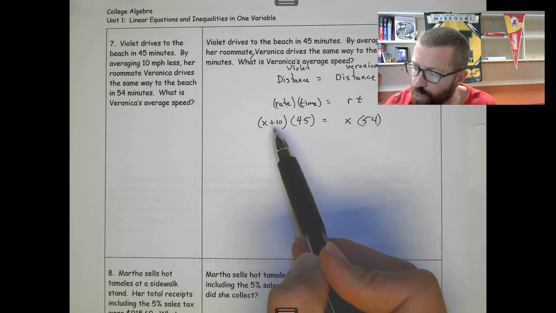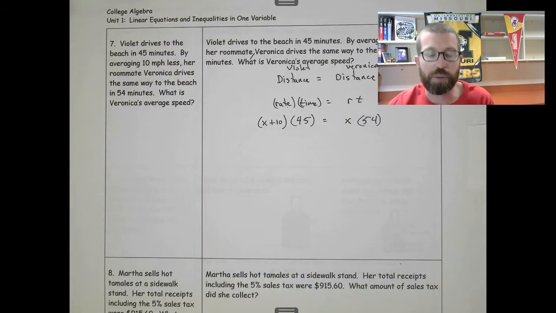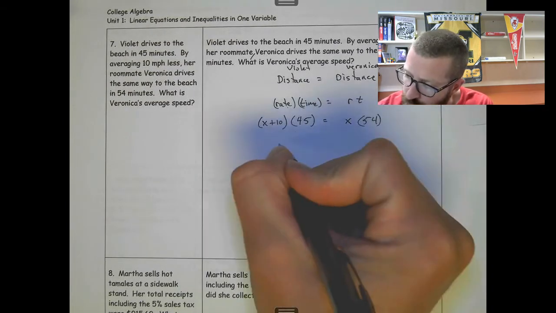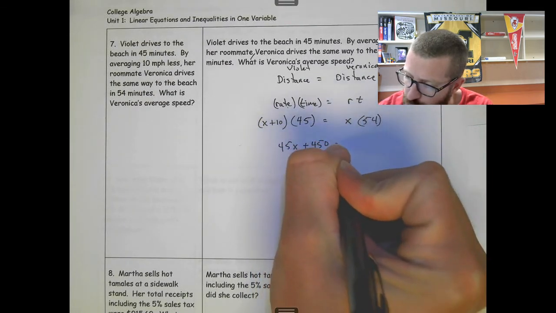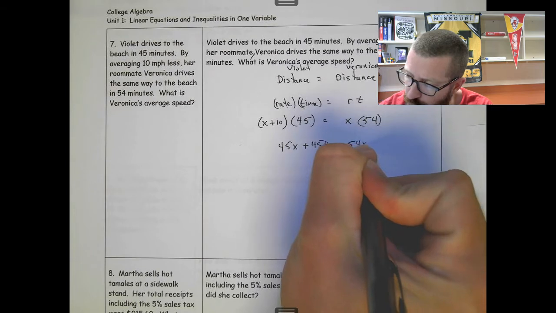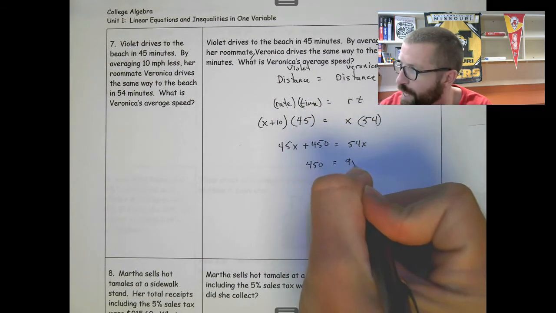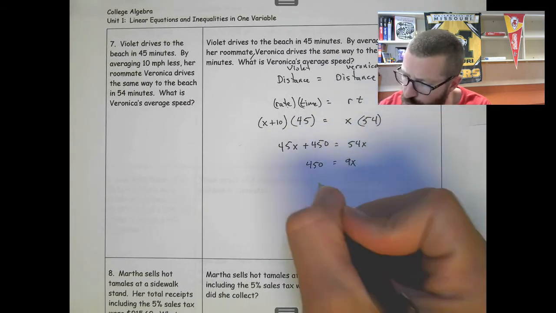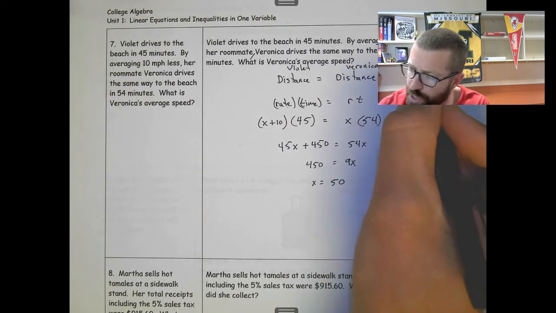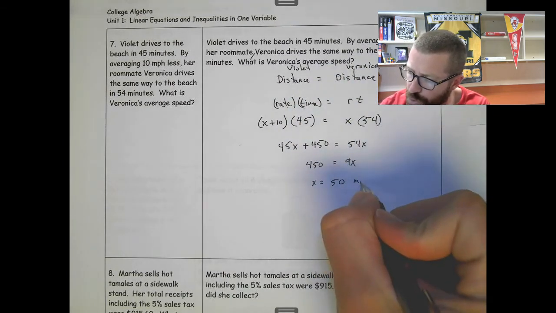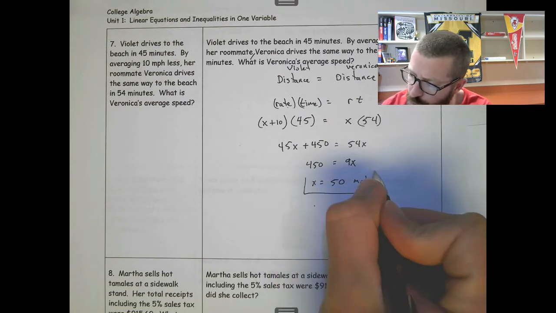But now we have our equation. So we have distance, or rate times time, is equal to rate times time, or distance is equal to distance because they drove the same path. Okay, so this is 45x plus 450 when you distribute is equal to 54x. So 450 is equal to 9x, and then x would be equal to 50. So we said x was Veronica's speed, which is what we want, and it'd be miles per hour. So Veronica drove 50 miles per hour. That's what we want.